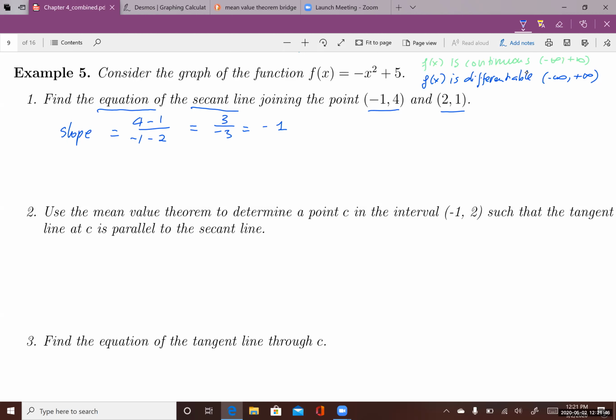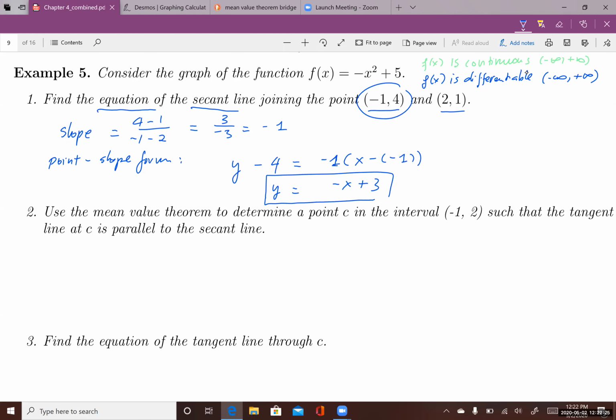Okay. Now you're going to use point slope form to find this line. So y minus, just pick one point. I pick the first point, 4, which is the y value, equals -1, which is the slope, times x minus x1, which is -1. If you want to simplify this, it's going to be -x, plus 1, and -1 plus 4 should be +3. All right, so I found a secant line that goes through these 2 points.